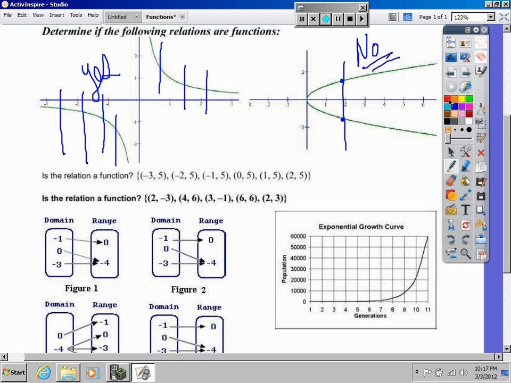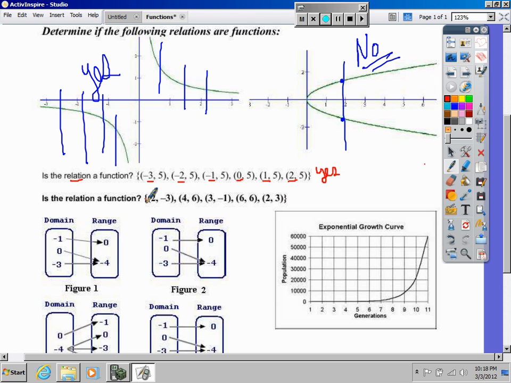Then we can have different situations where we just have sets of ordered pairs. So is the relation a function or not? The first one, what I do is I look at all the x's. I test to see if all the x's are different. If the x's are all different, it's fine, because then there can't be two different y's for the same x. So this first one would indeed be a function.